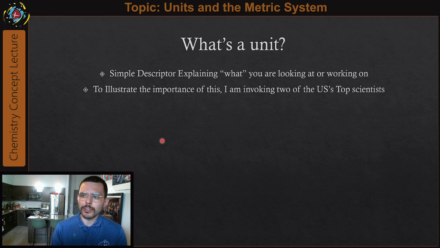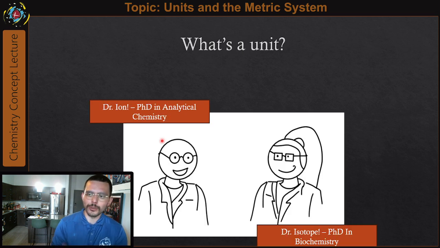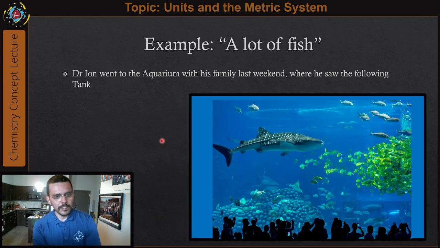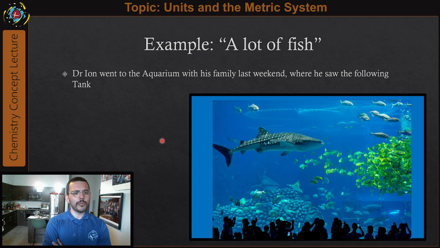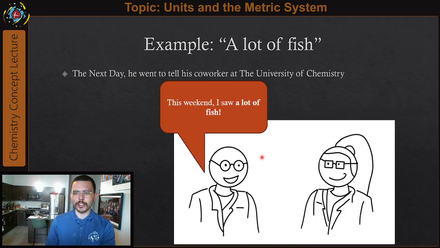To illustrate the importance of this, I am going to invoke two of the US's top scientists. For this example, we are referring to Dr. Ion, who has a PhD in analytical chemistry, and Dr. Isotope, who has a PhD in biochemistry. In this example, Dr. Ion went to the aquarium with his family last weekend where he saw the following tank. The next day, he goes back to work and he's talking to his colleagues.